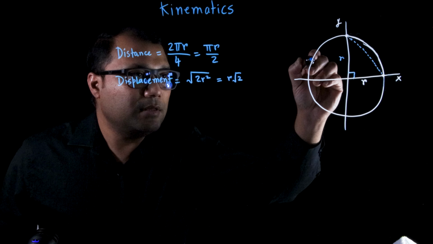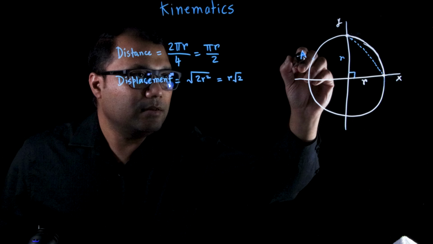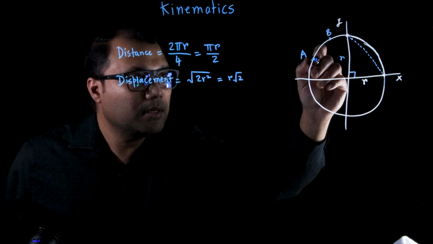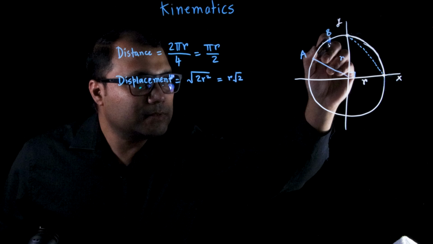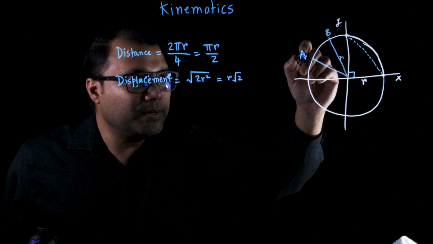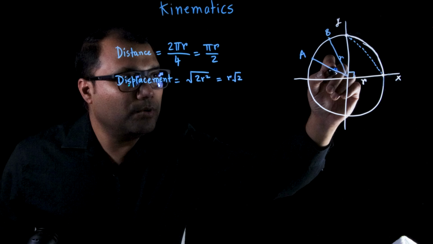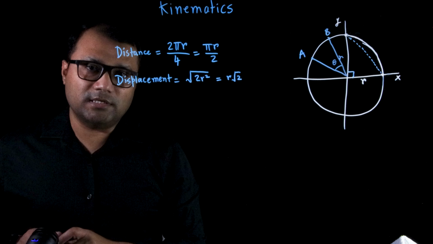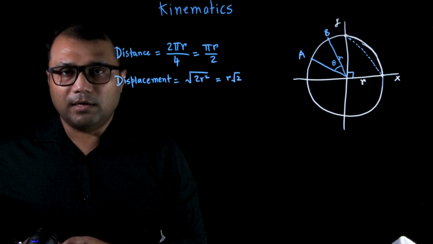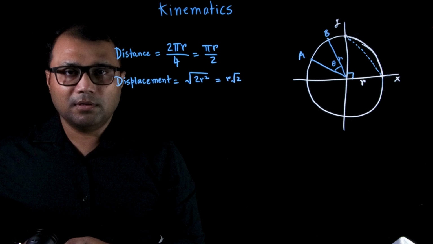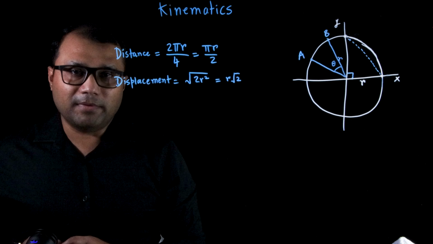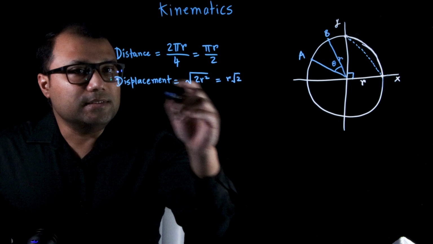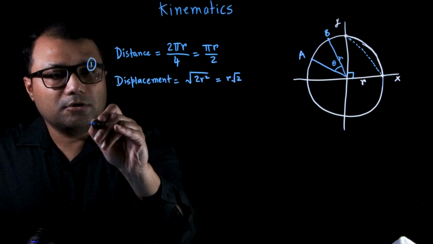Now let's take another example using the same circle. Let's say a body moves from point A to point B. It's not necessarily 1/4 of a circle, but then it moves such that the angle between these 2 points is theta. In this case, can you find out what is the distance and the displacement? Again, if you want to pause the video and compute, go ahead and do that, but I will come back and tell you the answer.